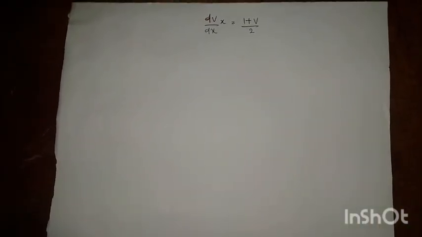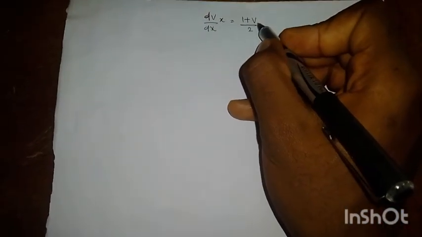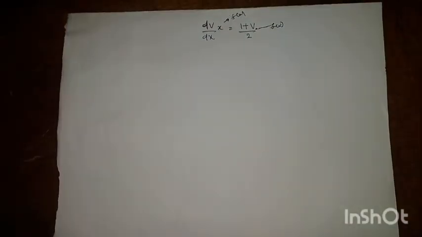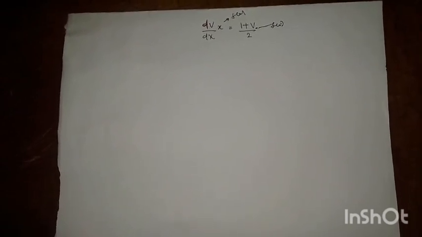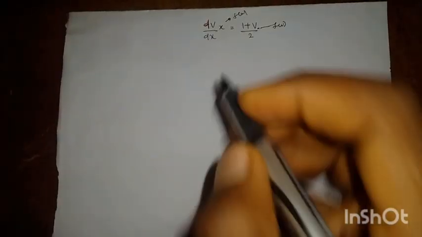Now for this particular equation, we are going to apply separation of variables. Why? Because we have dv with respect to x, and we have a function of v right here. So this is my function of v, and this is a function of x. So I'm going to apply separation of variables, because that is the only method I can use to solve this particular equation. So if I apply separation of variables, taking the one for v to the other side and the function of v to the other side.